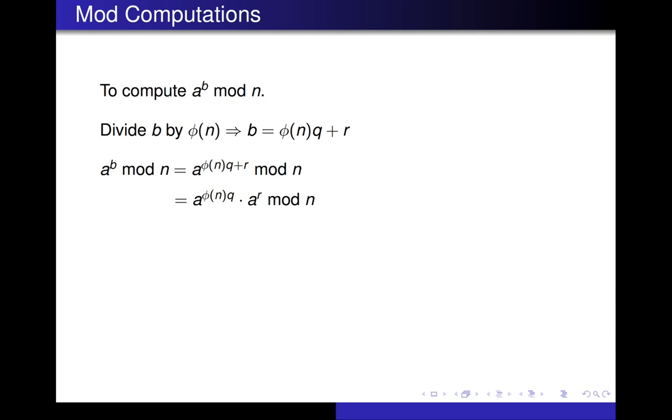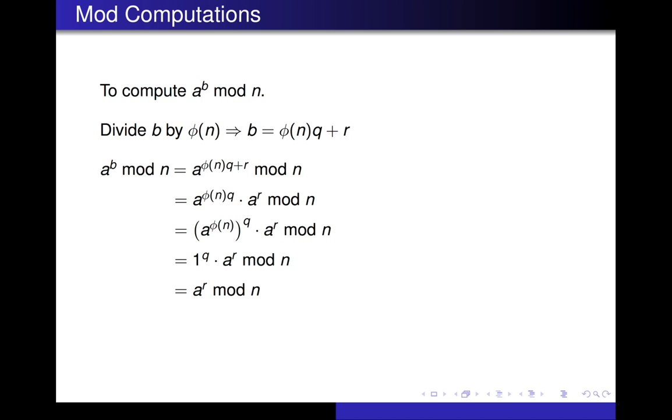Now we're going to use the second exponent law on that a to the phi of n q to split that one into two exponents. So we get a to the phi of n all to the q power times a to the r. And now we can use Euler's theorem to say that a to the phi of n is congruent to 1, and then when we simplify that, we just get a to the r. Now, I should mention one important thing about the a in this situation: a has to be relatively prime with n. If it's not relatively prime with n, you're not going to get 1 when you take it to the phi of n power. Anyway, so we get a to the b mod n is the same as a to the r mod n.